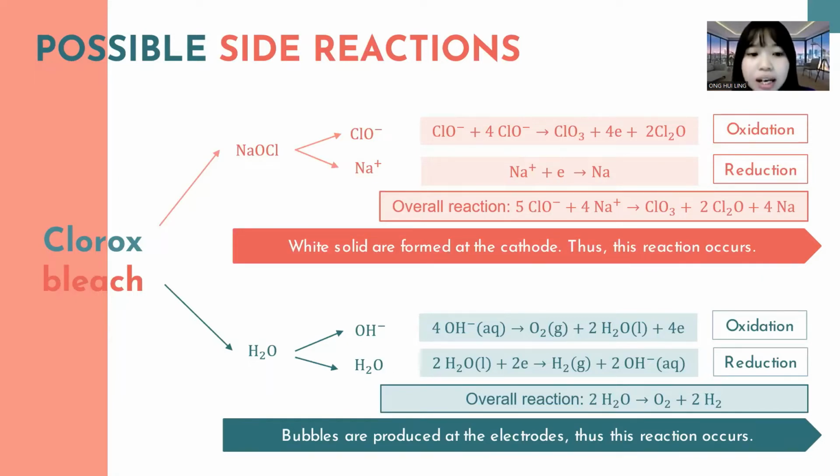For water, hydroxide ion undergoes oxidation to form oxygen gas and water, and water undergoes reduction to form hydrogen gas and hydroxide ion. The overall reaction is water dissociating to form oxygen gas and hydrogen gas. The observation is that bubbles are produced at the electrode. Thus, it was predicted that these reactions occur. Next.